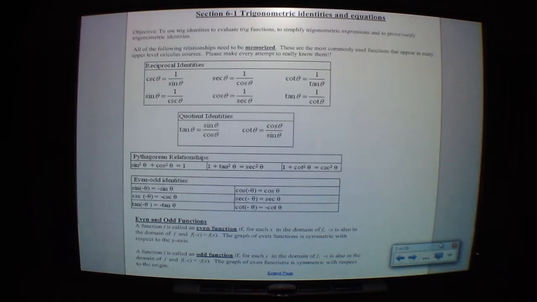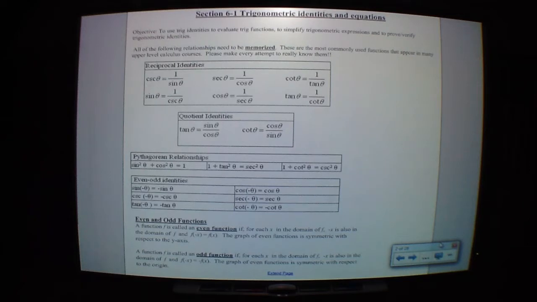Quotient identities. Tangent is equal to sine over cosine. And I hope that makes sense to you because tangent is y over x. Sine is y over r. Cosine is x over r. So that's where you get the y over x. The y from the sine, the x from the cosine. Cotangent is a reciprocal of tangent, so it's cosine over sine.